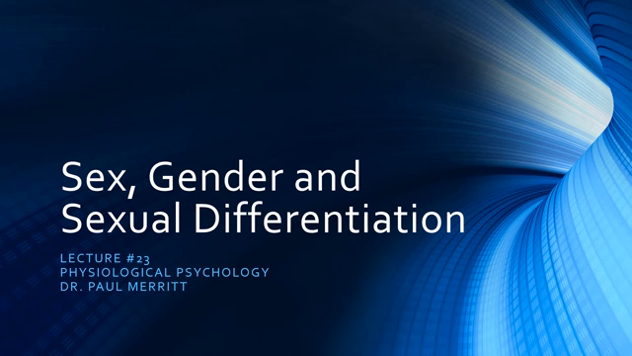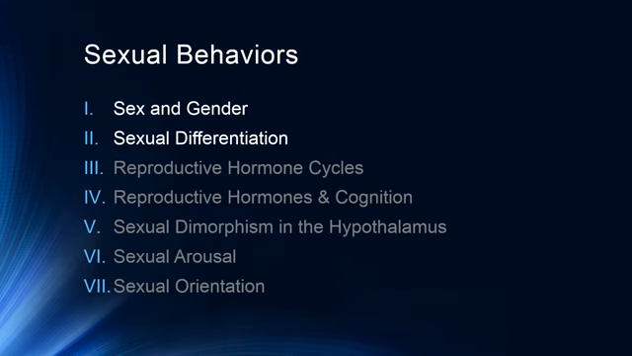This is part of our physiological psychology series, in particular in our section on sexual behaviors. So this first lecture is going to focus primarily on sex and gender and sexual differentiation. So we'll be talking about sexual characteristics, primary sex characteristics, development of sex organs, that sort of thing. So we'll start off talking about the distinction between sex and gender, and then we'll talk about sexual differentiation and varying ways in which people may develop.